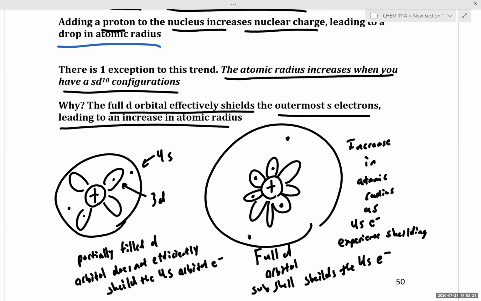And a D10 full d subshell can effectively shield the 4s electrons from the nucleus, and as a result, your atomic radius increases when you fill your d orbital completely. Does that make sense to everyone?